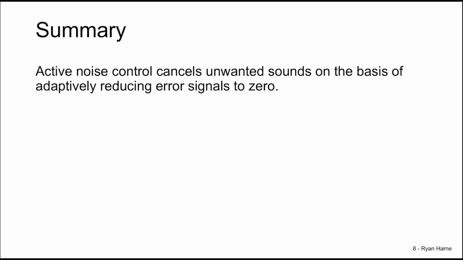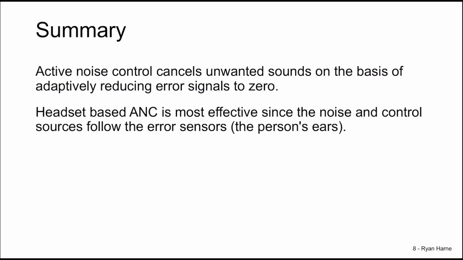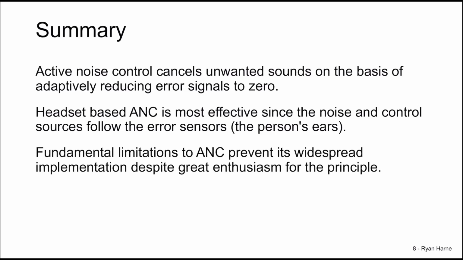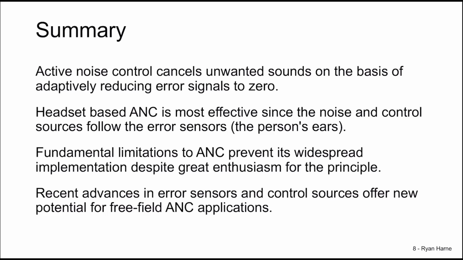To summarize what we've learned, active noise control cancels unwanted sounds on the basis of adaptively reducing error signals to zero. Headset-based active noise control is most effective since the noise and control sources follow the error sensors, which are in that case the person's ears. But there are fundamental limitations to active noise control that prevent its widespread implementation, despite great enthusiasm for many years for the very principle itself. Fortunately, recent advances in error sensors and control sources offer new potential for free field ANC applications.